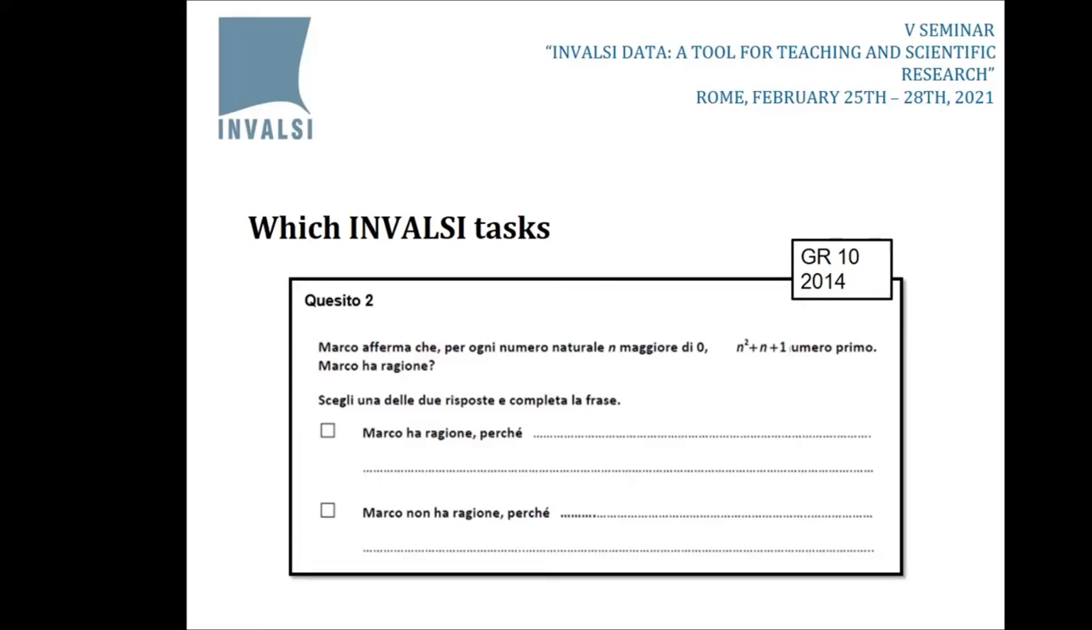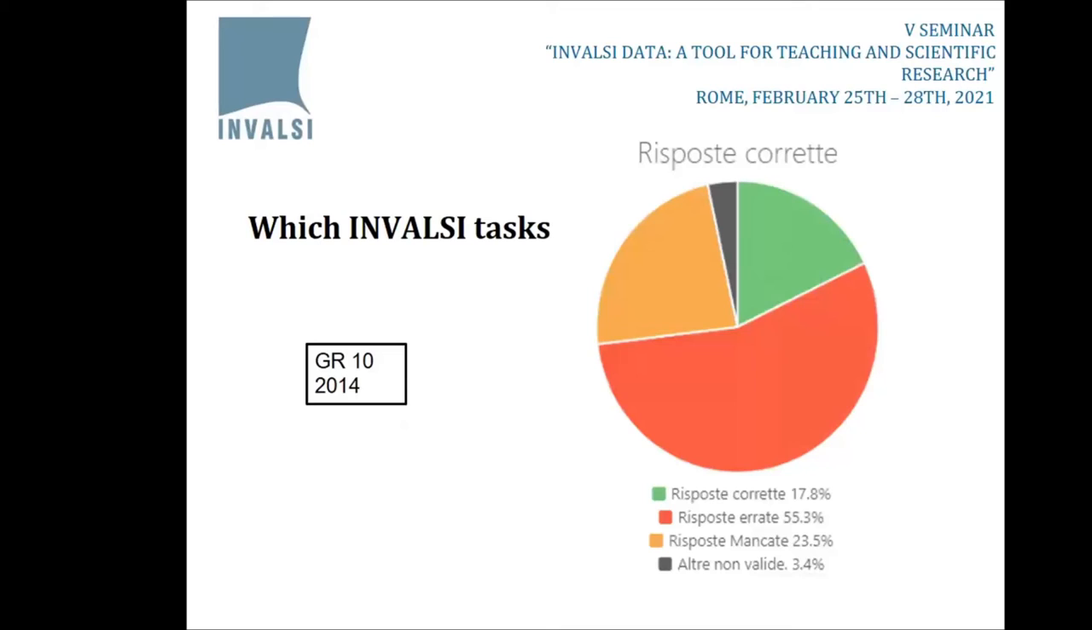So we can see immediately that one of the differences between these two tasks is that one is an open question, and the first one instead is a multiple choice question. Let's see the result. So 17.8% chose the correct answer, 55.3% gave the wrong answer, and the missed answers are 23.5%. So I give the floor to Marta to proceed with the analysis.